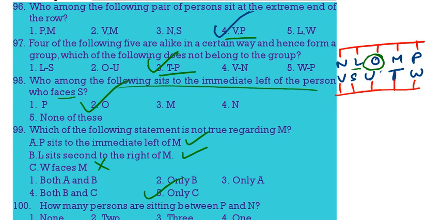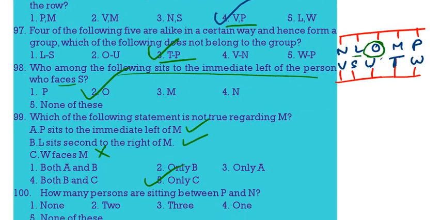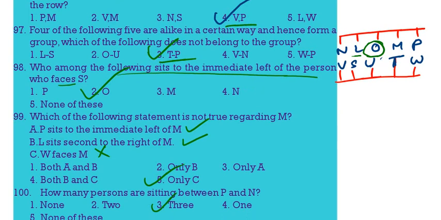How many persons are there between P and N? Between P and N, how many persons are there? 3 persons. 3 is the correct answer. So, with this we completed today's paper, that is 261. Tomorrow we will start the new paper.